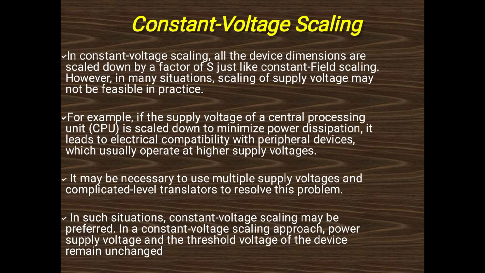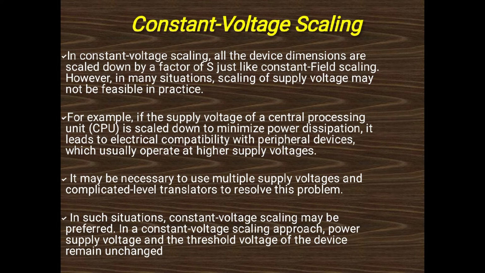Such problems can be avoided with the help of constant voltage scaling approaches. Otherwise, it may be necessary to use multiple supply voltages and complicated level translators to resolve such problems. But if you increase that kind of complexity in the circuit, it leads to drawbacks: the area of the device may increase and performance may decrease. Those are some of the considerations. In such situations, constant voltage scaling may be preferred.